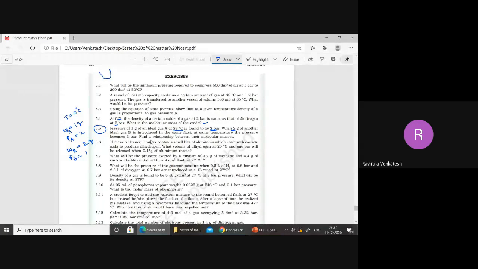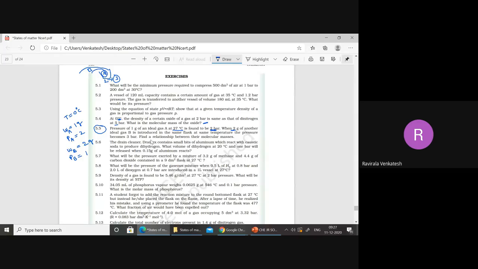Now this is a container. You are placing gas A over here. Now the pressure is what here? 2 bar. When you place gas B also, now the pressure is increased to what here? 3 bar here. Now what is the pressure of B in this one? 1 bar.